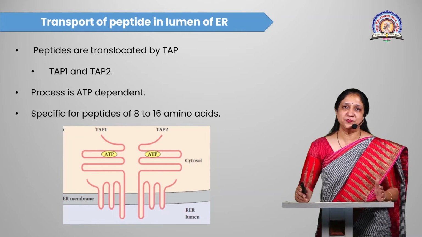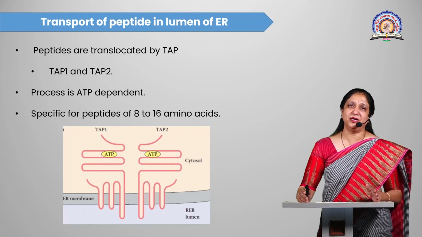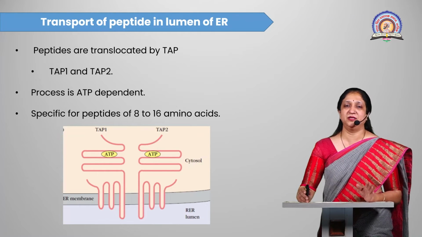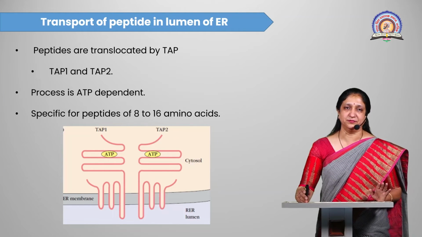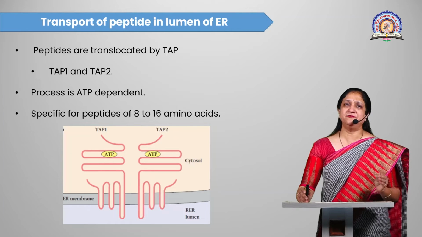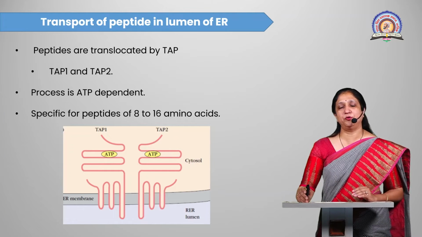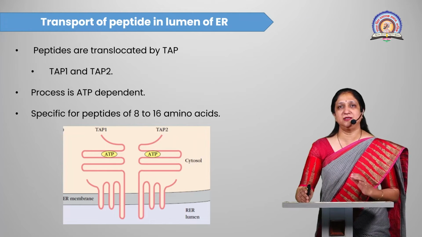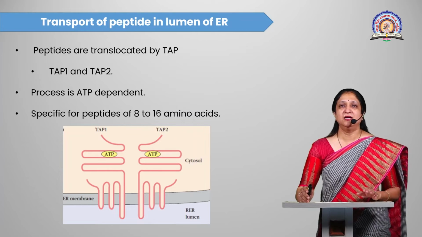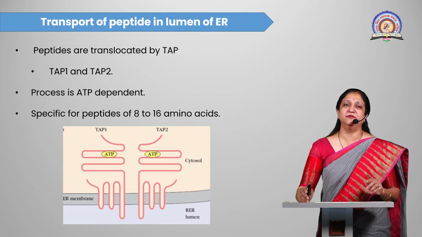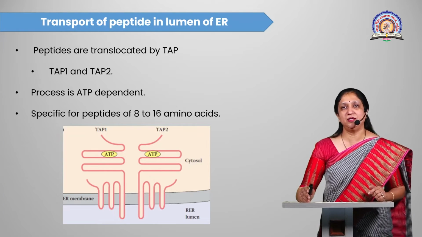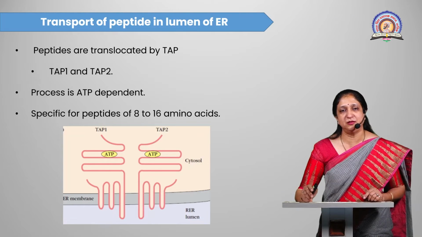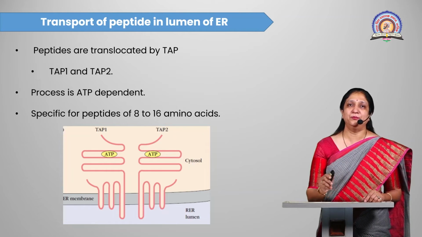Any large peptides are then broken by the aminopeptidases present in the endoplasmic reticulum. So, peptides of a specific length, that is 8 to 16 amino acids long, are allowed to be transported from the cytosol into the lumen of the endoplasmic reticulum via the TAP proteins.